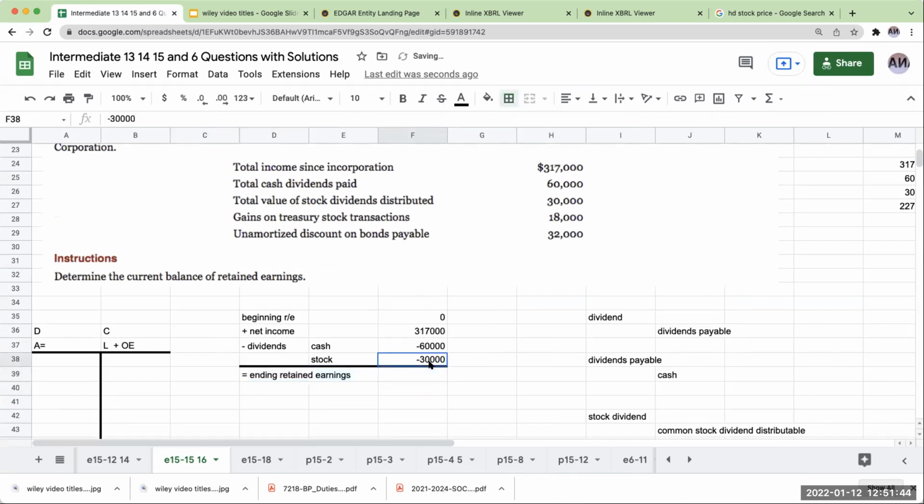So over here, our ending retained earnings is going to be my beginning plus the net income, less our two dividends, cash and stock, giving me ending retained earnings of $227,000. And just to make sure we've done this correctly, let me take a look really quickly. I think I got it right. Yeah, 227. So that's what that would look like.